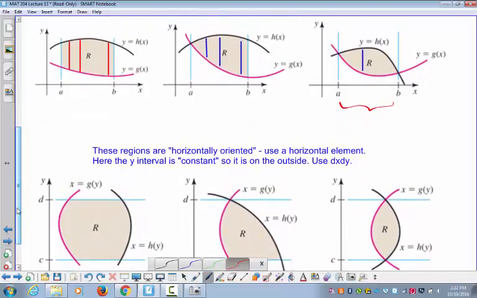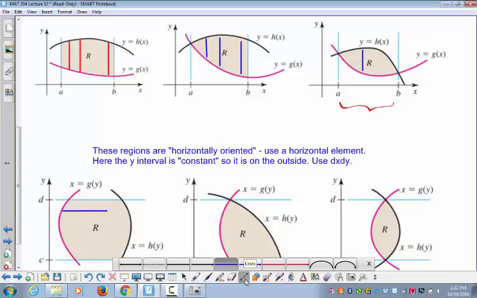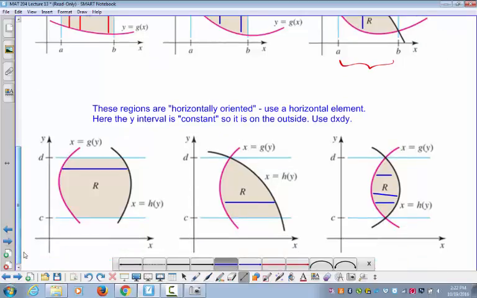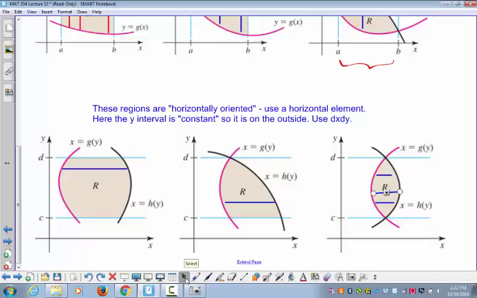And then here is a horizontally oriented region. So with a horizontally oriented region, it's a horizontal element. It doesn't matter where you draw your horizontal element. You have a uniform left curve and a uniform right curve all the way through, no matter where you draw that horizontal element.